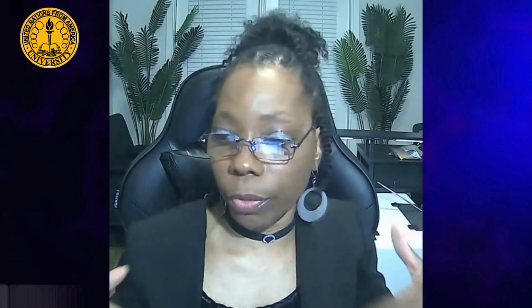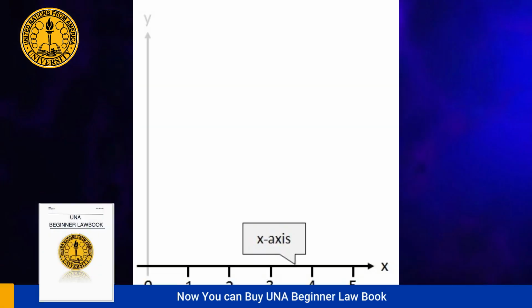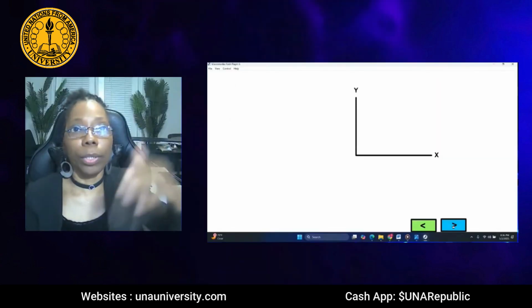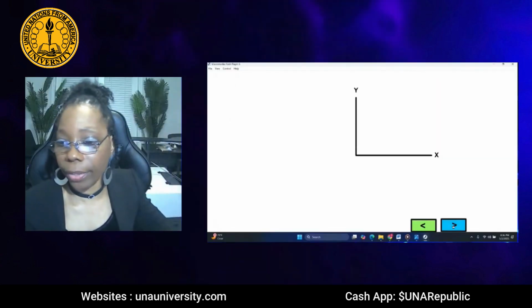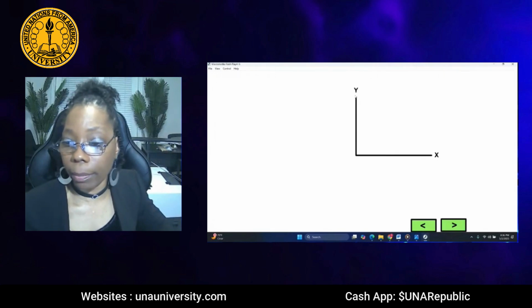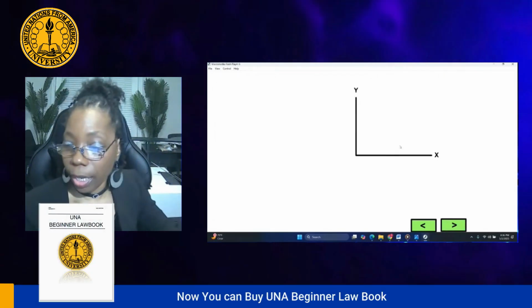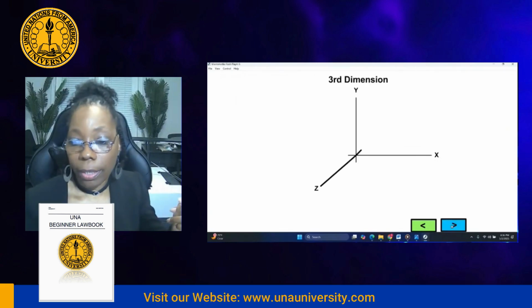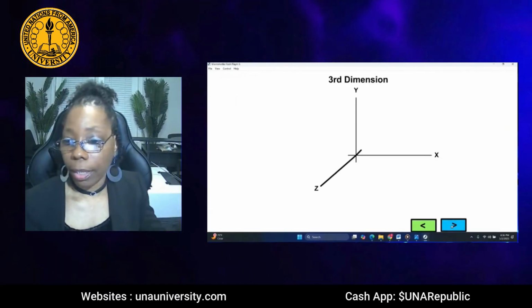All right. So when we're talking about the first dimension, for those of y'all who've been in math and you've studied this, you know what the x-axis is. It's a line. That would be considered your first dimension. Then we're talking about your second dimension. We're talking about length and then height. So you'd have your X dimension and then your Y dimension. That's your second dimension. And then we're talking about your third dimension. We're talking about depth. That would be considered the Z.